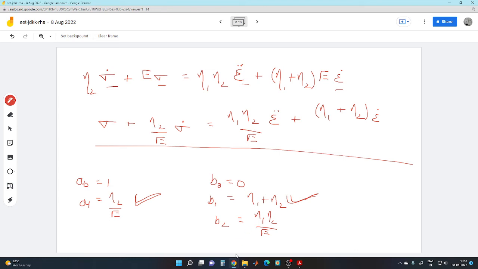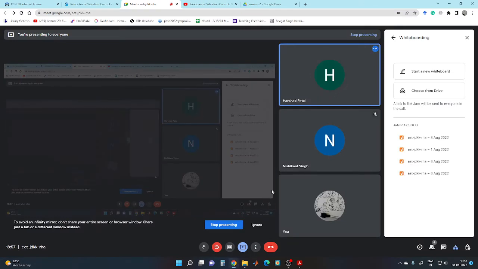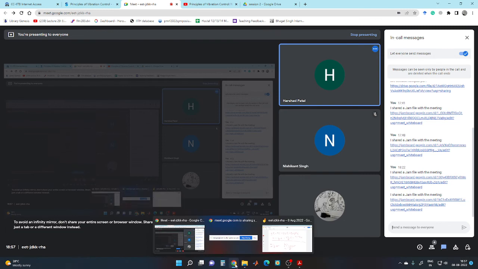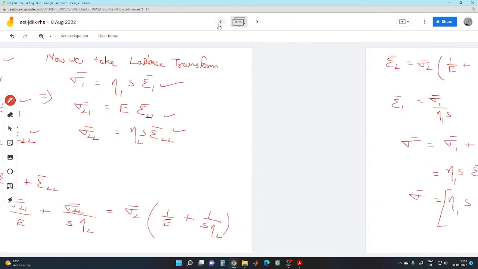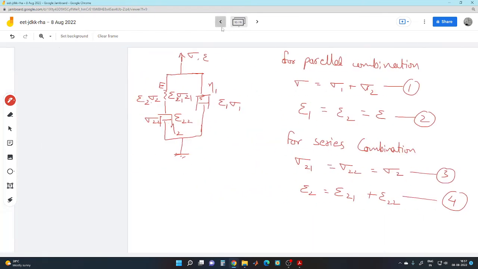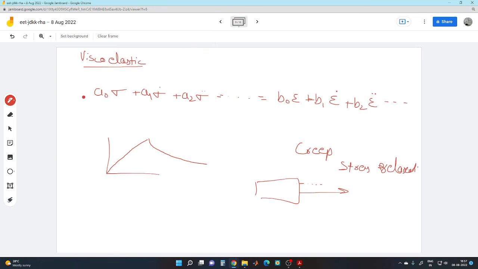Sir? Yes. Sorry to interrupt you. Okay, no issue. A1 equal to... In which slide? The previous one? No, the last one, this slide. A0 equal to 1 or B0 equal to 0, B1 equal to eta 1 plus eta 2. How did you get these values? I'm using this expression. Okay, fine.